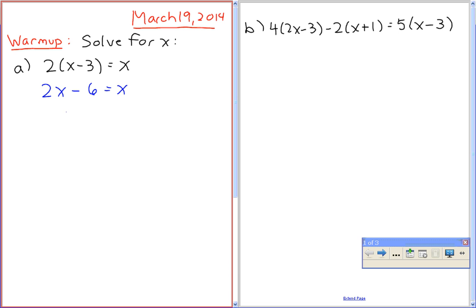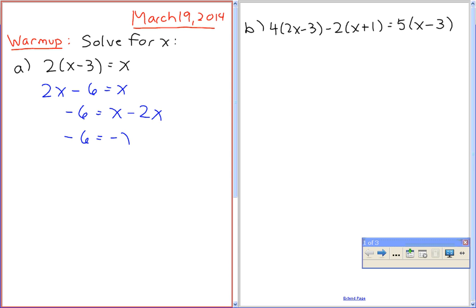So negative 6 equals x minus 2x. Again, if you're saying I didn't do it that way, that's okay. You can still get the right answer. It's perfectly okay to do that. What's x minus 2x? Negative 1x. There's negative x.